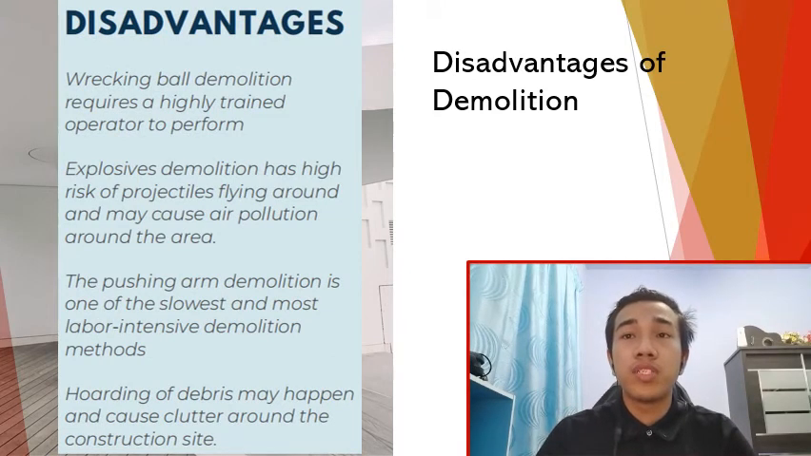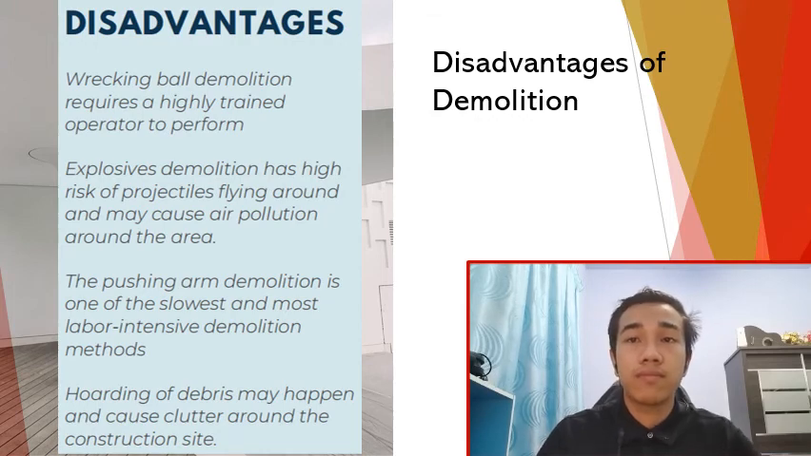Disadvantages of demolition. Wall demolition requires a highly trained operator to perform. Explosive demolition has a high risk of projectiles flying around and may cause air pollution around the area. The pushing arm demolition is one of the slowest and most labor-intensive demolition methods. Hoarding of debris may happen and cause clutter around the construction site.